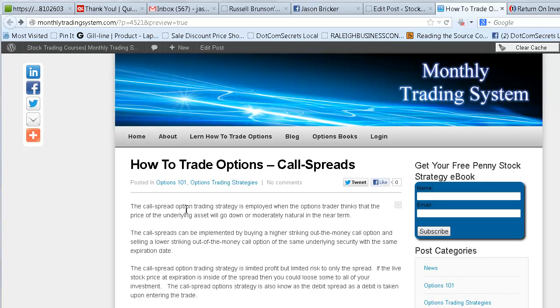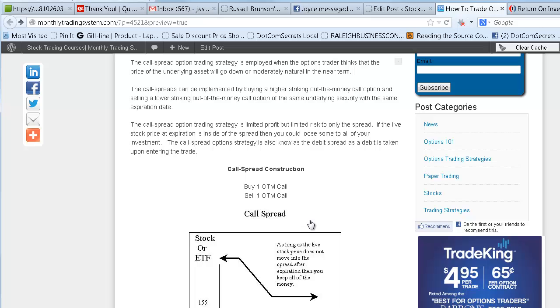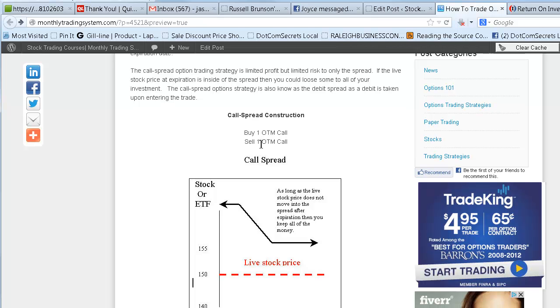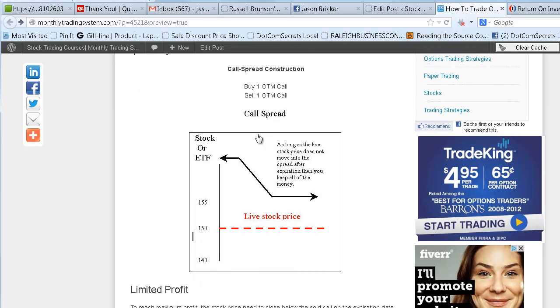The call spread option strategy is employed when the option trader thinks that the price of the underlying asset will go down or moderately neutral in the near term. It's pretty simple to place these orders. All you've got to do is buy one out of the money call and sell one out of the money call. Now you don't have to do one, you can do as many contracts as you want, but they're usually equal, the same amount, under the same expiration date.